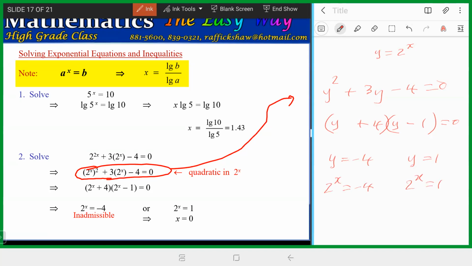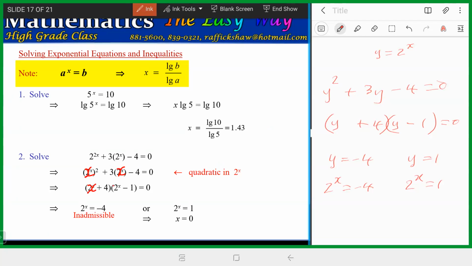So when I do it this way, instead of calling it y, I leave the 2 to the x as a variable. That's why I did this. So you don't normally have a quadratic in x or a quadratic in y. You can have a quadratic in 2 to the x. So your variable, where you would normally have an x, for example, in a quadratic, is now 2 to the x. Understand? A quadratic in 2 to the x. But if you can't see it, you can call it y. Call 2 to the x y as we did up here.